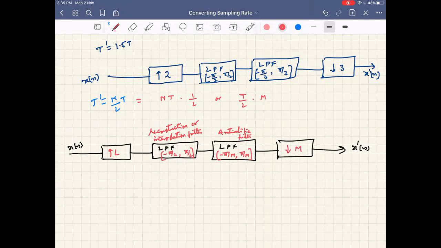Now the question here is, is it necessary to have two low pass filters, one for interpolation and another for anti-aliasing, when we have a sampling rate conversion by a fractional factor? The answer is no, not needed. You can effectively have a single low pass filter, and in that case the question is, what should be the cutoff frequency of the single low pass filter?